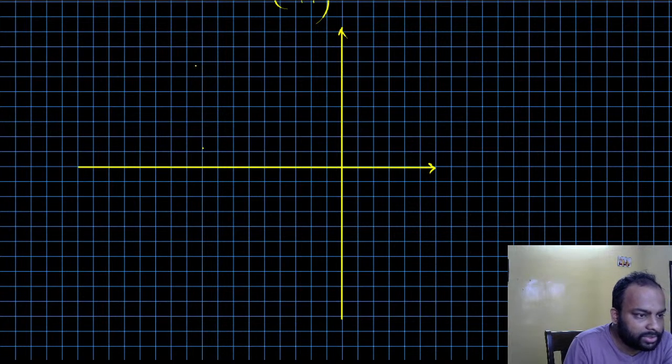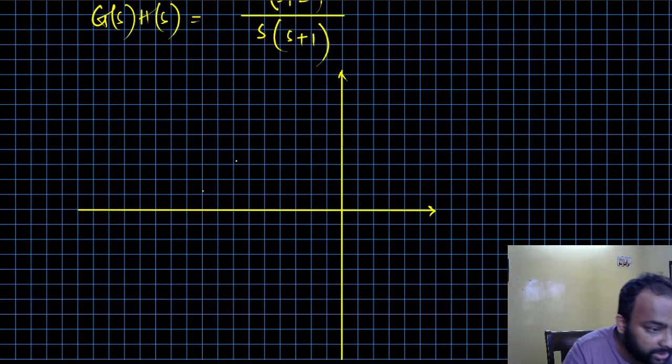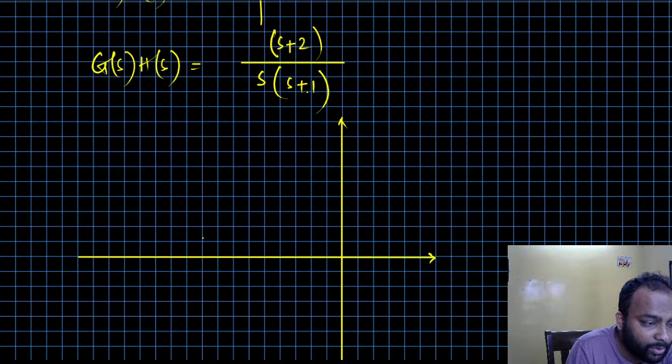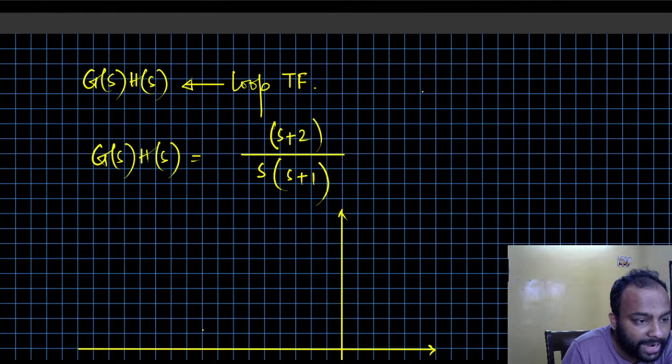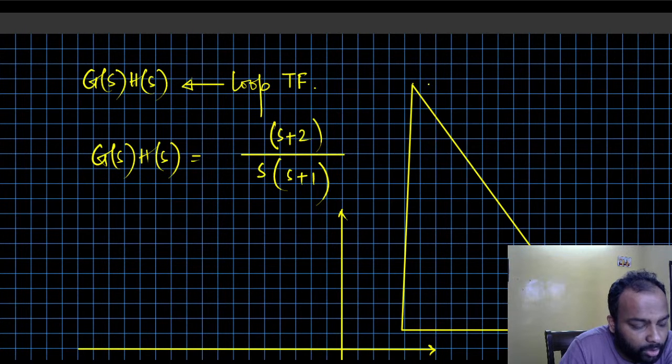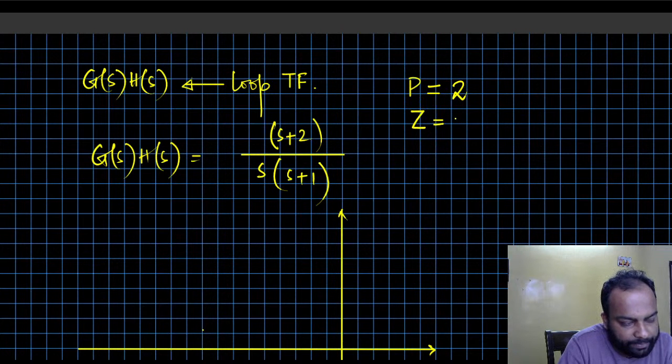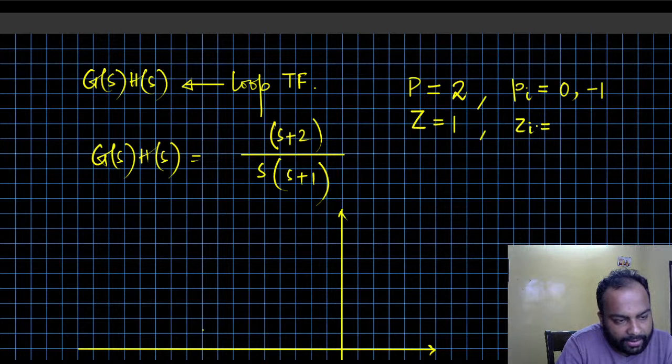Now let's start with the open loop poles. Where are the open loop poles? Open loop poles are at s equal to 0 and s equal to -1. So right off the bat, how many open loop poles are there? There are 2 open loop poles. How many open loop zeros are there? There is one open loop zero. The poles are at 0 and -1, and the zero is at -2.